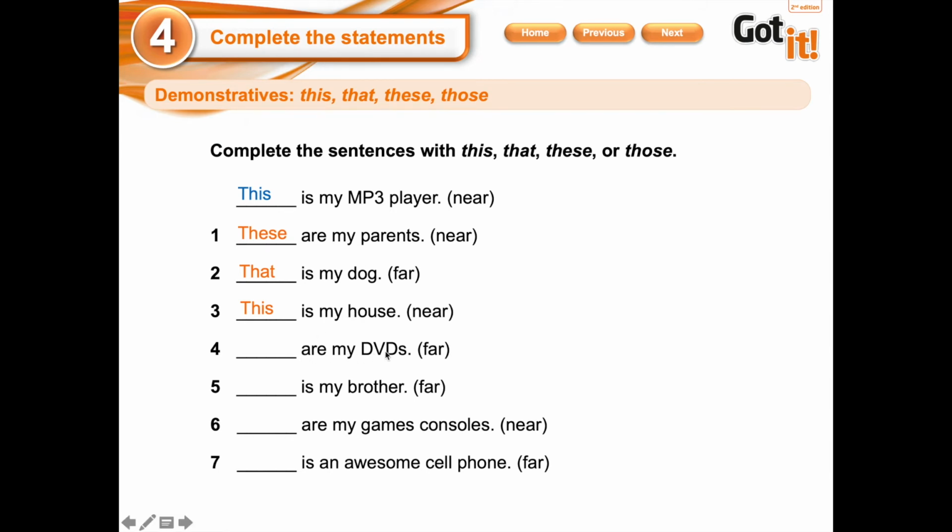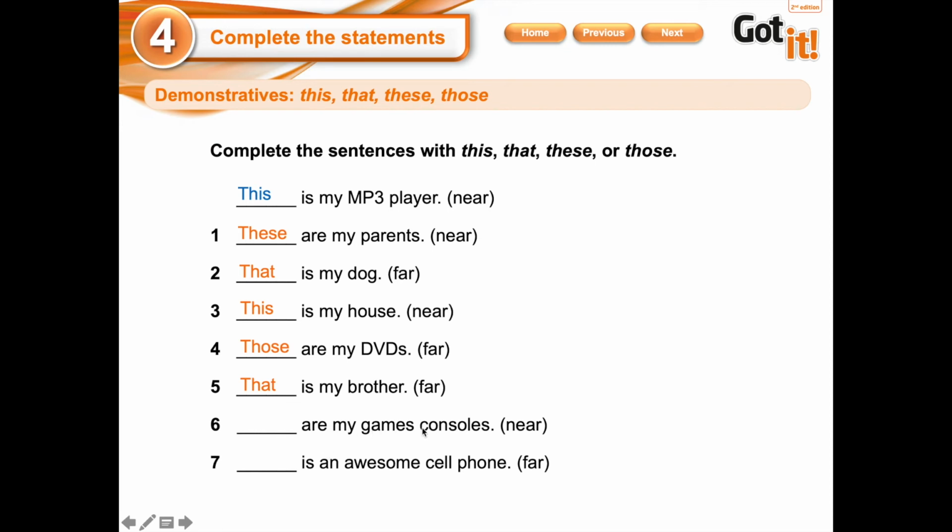"___ are my DVDs." It's not only one DVD. So far I have that and those, but it is plural. So for that reason, those are my DVDs. Let's continue with number 5. "___ is my brother." It's only one, but it is far. So excellent. That is my brother. Let's continue with number 6.